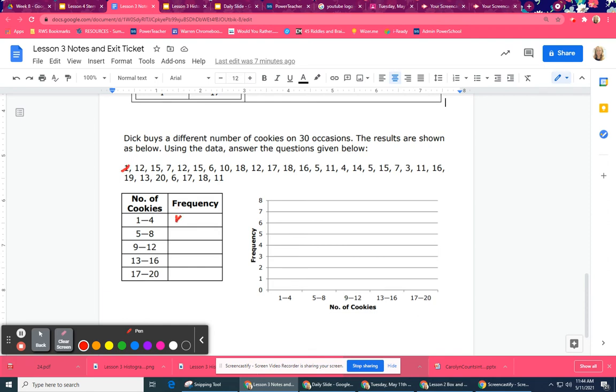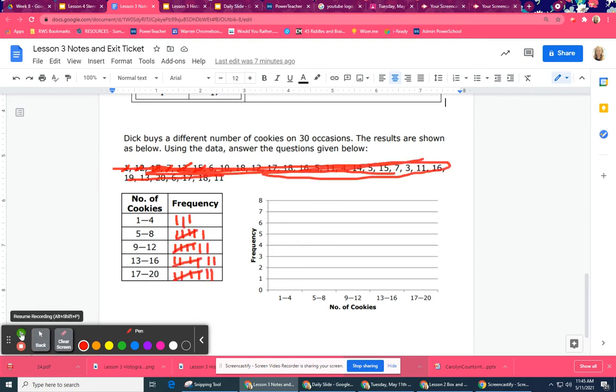So for 1, that would classify between 1 and 4. 12 would classify here. 15 here. 7 would go here. 12 would go here. 15 here. And I'm going to pause it and get through the rest of this.